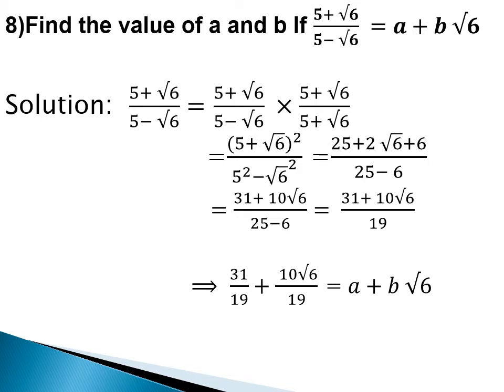Have you understood what we have to do? After the simplification, it should be divided by the denominator, that is 31 by 19 and 10 root 6 by 19. Now compare with a plus b root 6. So in place of a what you are getting is 31 by 19. In place of b what you are getting is 10 by 19. Root 6 is common for both, so it will get cancelled. So the value of a equals 31 by 19, and the value of b equals 10 by 19.